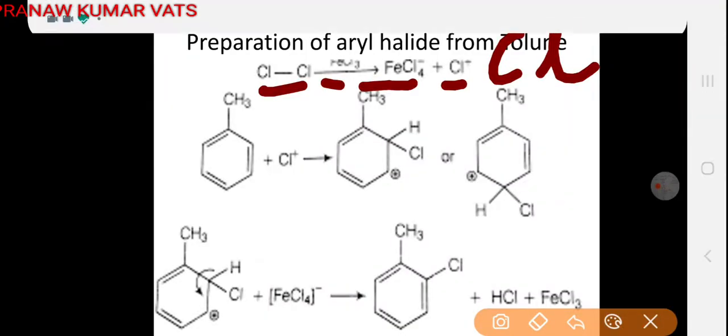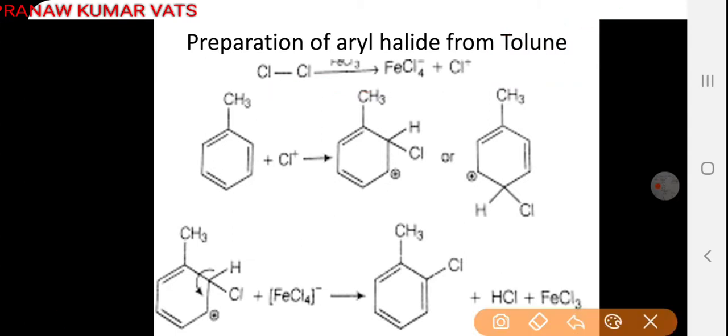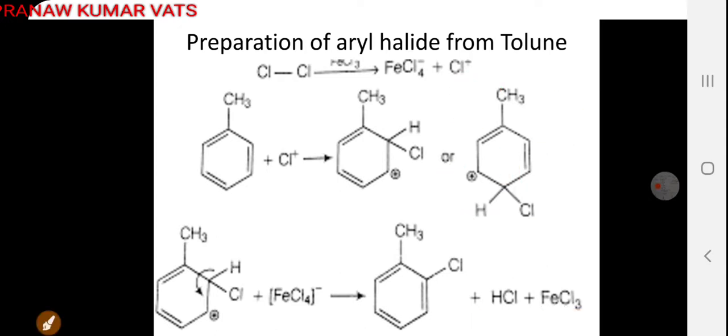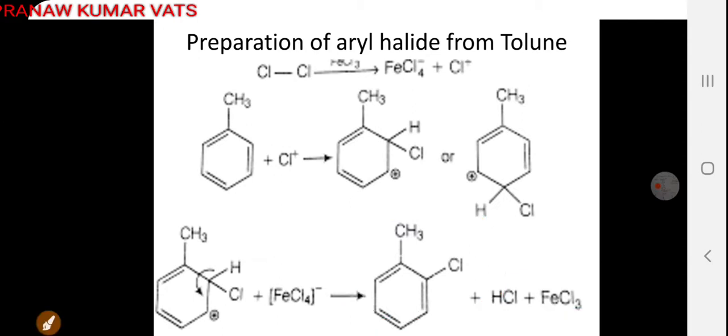This one is our Cl positive. This is not Cl negative. This is our electrophile. This electrophile attacks the toluene, resulting in electrophilic substitution. The hydrogen H plus ion is replaced by Cl plus ion, and so there is formation of this product, 1-chloro-2-methyl-benzene. But this is our minor product.